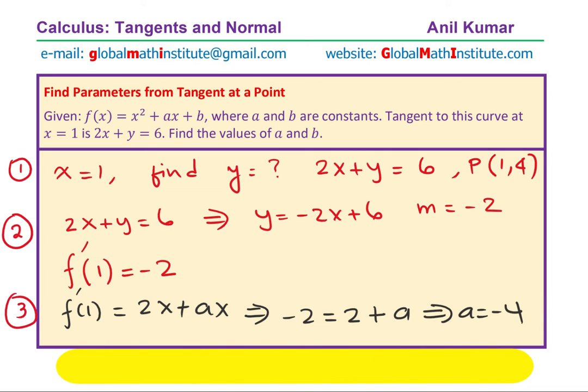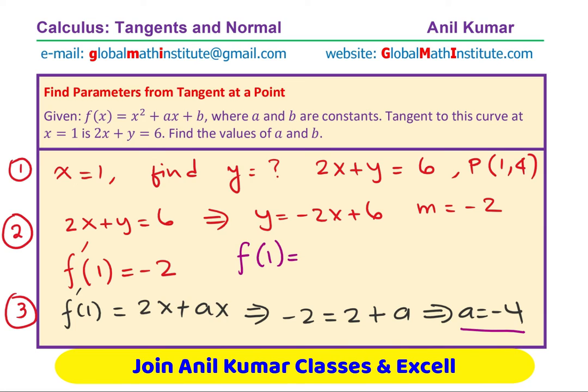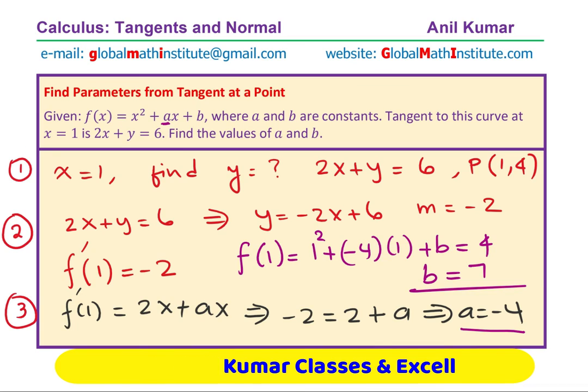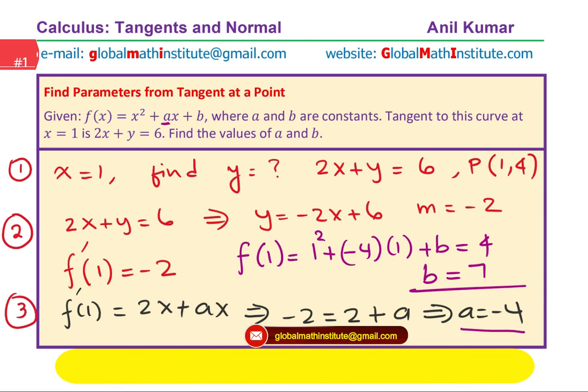You see, so clear, right? And once you know this, then you can substitute this value of a in the function itself. So f of 1, substituting the value of a here, will give you 1 square plus minus 4 times 1 plus b, and the y value being 4 gives us the value of b, right? So 4 plus 4 minus 1, which is 7. Do you see that? So it becomes so simple. That is how you should be approaching such questions. I hope it makes sense.